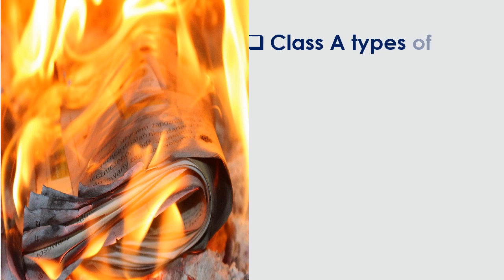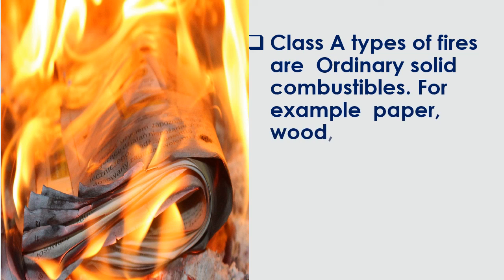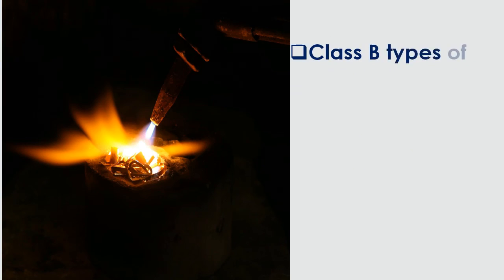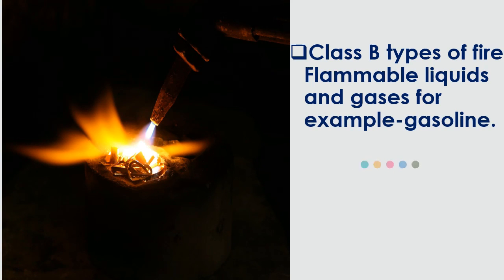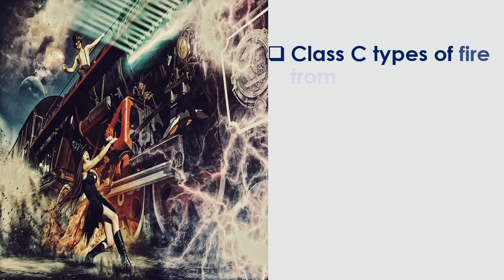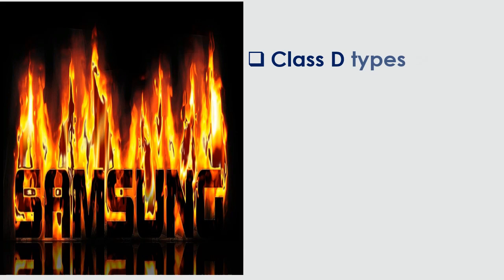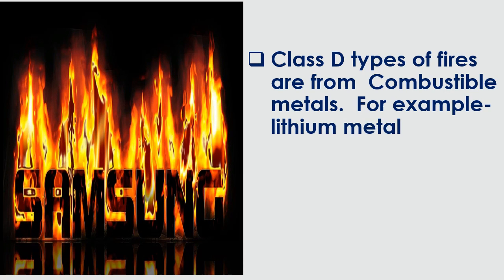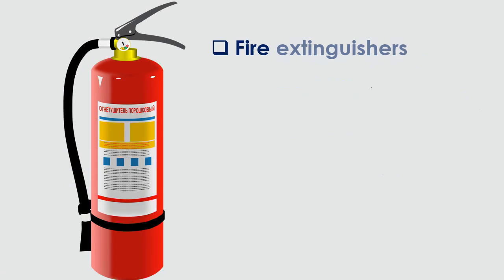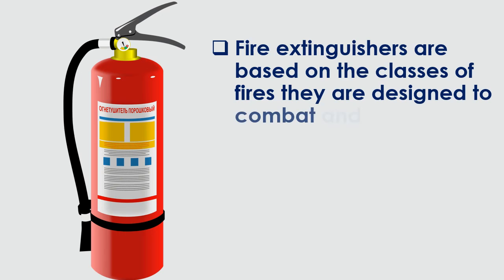Class A fires involve ordinary solid combustibles, for example paper, wood, plastic. Class B fires involve flammable liquids and gases, for example gasoline. Class C fires come from energized electrical equipment. Class D fires come from combustible metals, for example lithium metal. Fire extinguishers are based on the classes of fires they are designed to combat and the amount of extinguishing agent.